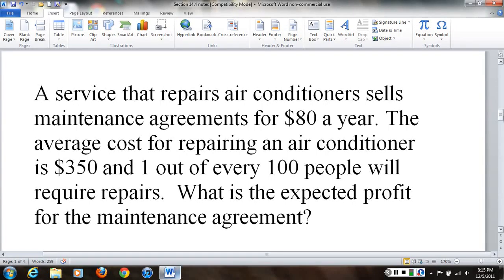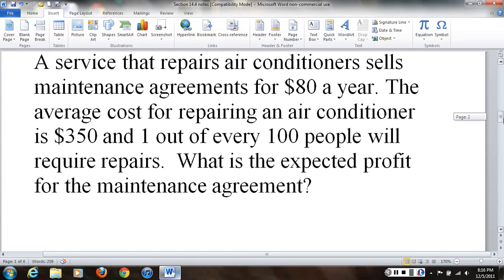So basically, the business has to figure out if they get a maintenance agreement for $80 a year. The average cost of repairing an air conditioner is $350. There's a 1 out of 100 chance that any unit will require repairs. So we have to compare that against the $80 a year that they're getting from each customer. So what's the expected profit?